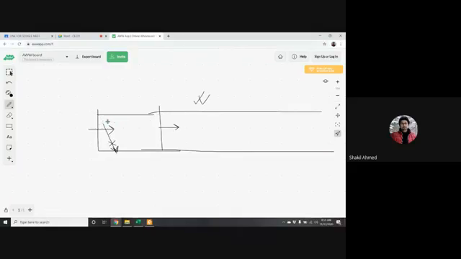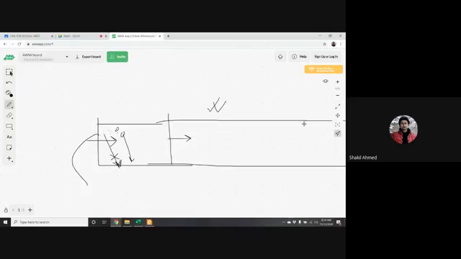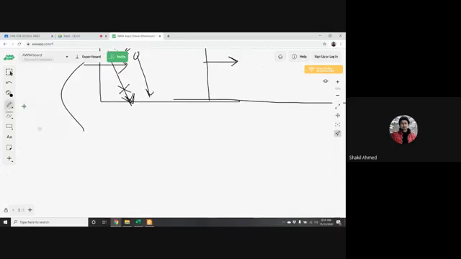Okay, so what do we do in that case? Larger particles, yes, they will easily settle down, but smaller particles, they will not easily settle down. Now, how to remove them? Usually, we use the coagulation process to remove them. This is called coagulation.